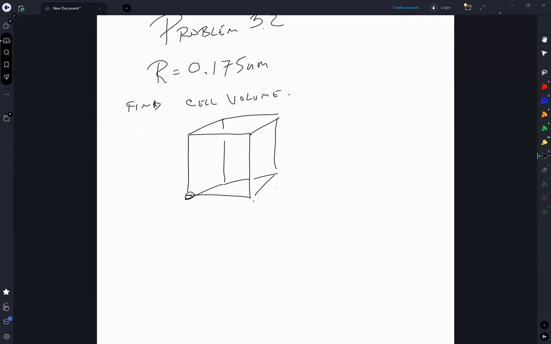We know that in the unit cell, we have atoms on the corners, atoms on the faces, which means we have 8 atoms on the corners, each shared with 8 neighbors. So 1/8 is inside the cell. And we have the faces, 6, and each of those are shared with their neighbor. So we have 4 atoms.